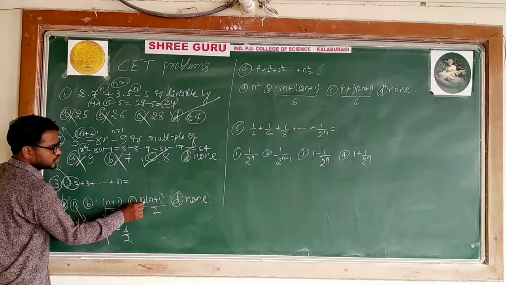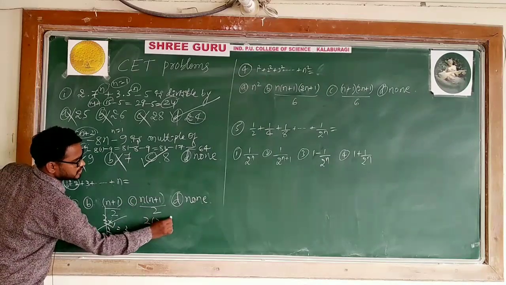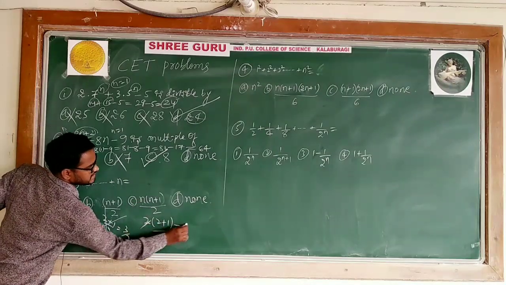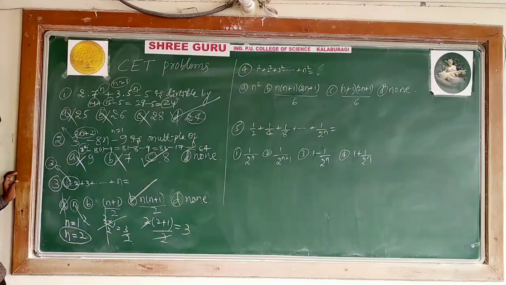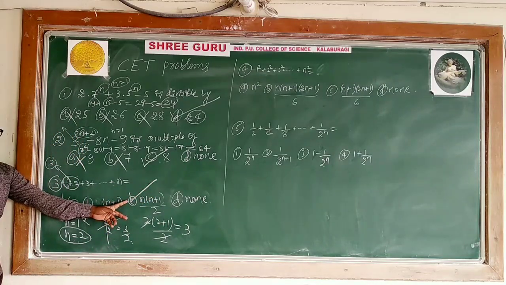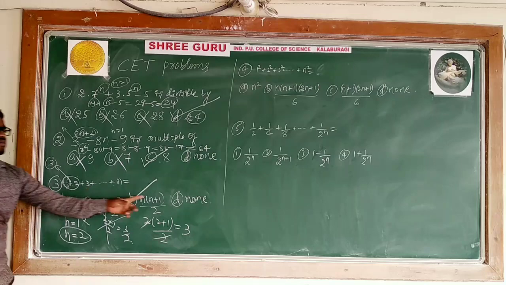n is equal to 2: 2 times (2 plus 1) divided by 2. The 2 gets cancelled. What happened? 3. Yes, this is the correct answer. This I can decide. The third option is equal to this. So none of these is not necessary.